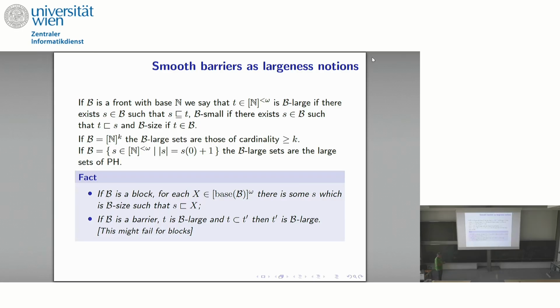If B is a block, then for any infinite x, just by definition, there is a prefix of x which is exactly B-size: exactly large and nothing better than that. And if B is a barrier and T is large, then also the superset condition is satisfied, which is not the case for blocks which are not barriers. So that's one reason for moving from blocks to barriers. We need barriers, otherwise you don't have this property.